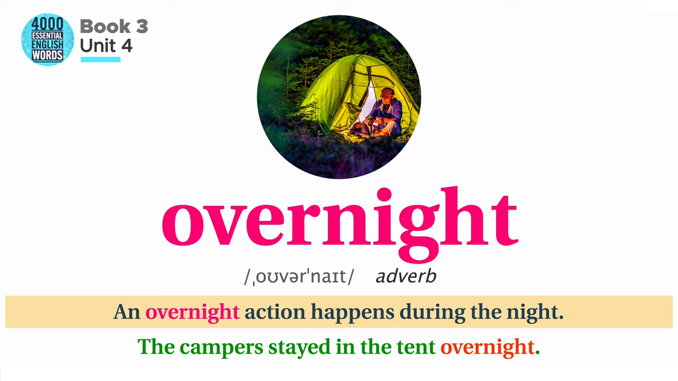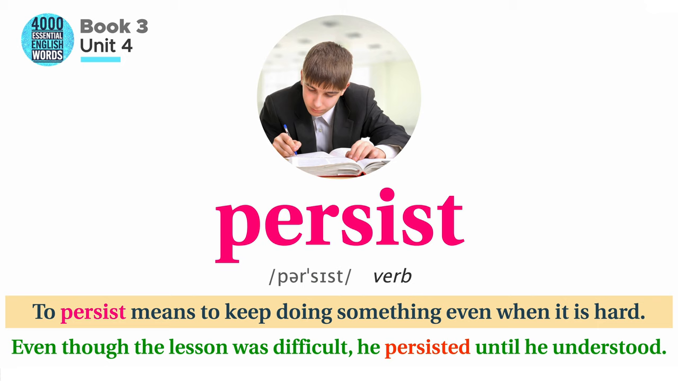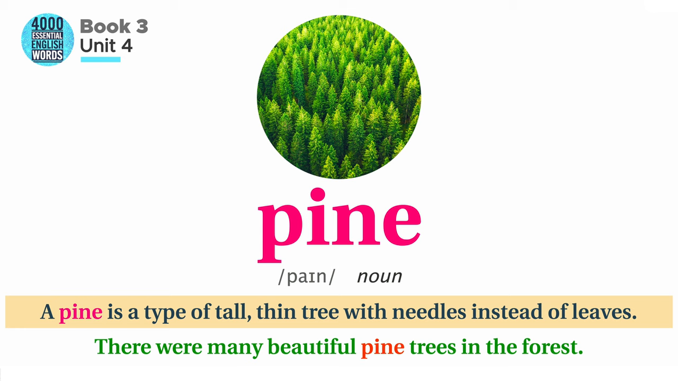Overnight. An overnight action happens during the night. The campers stayed in the tent overnight. Persist. To persist means to keep doing something even when it is hard. Even though the lesson was difficult, he persisted until he understood. Pine. A pine is a type of tall, thin tree with needles instead of leaves. There were many beautiful pine trees in the forest.